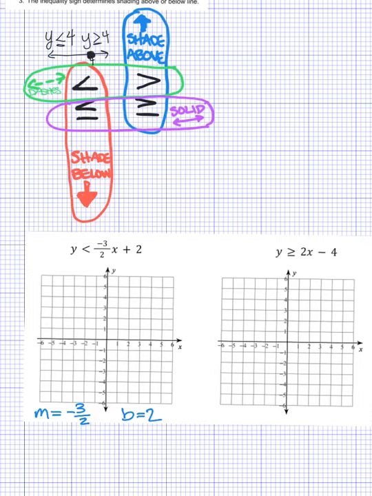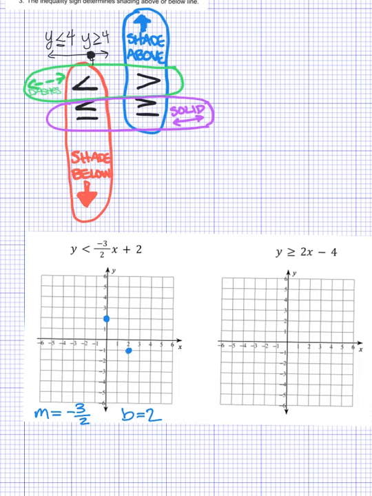So to start graphing, I go to my y-axis and put a point on 2. And then I use my slope to determine my next point. My slope is -3 over 2. So starting at my y-intercept, I'm going to count down 3 boxes. 1, 2, 3. And to the right 2. 1, 2. That's my next point.